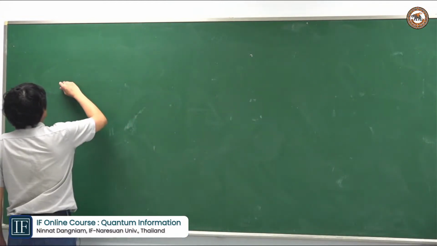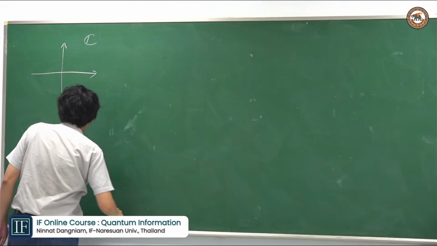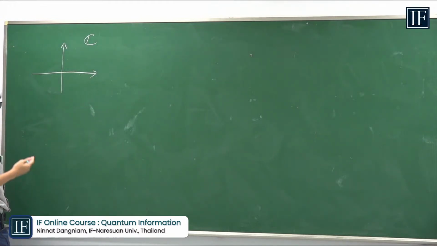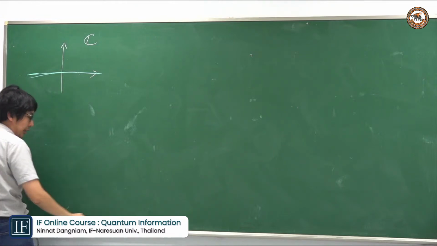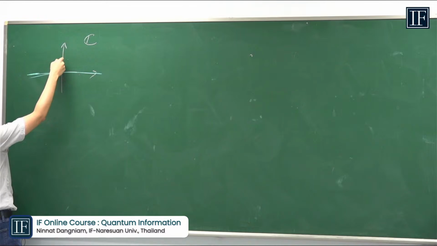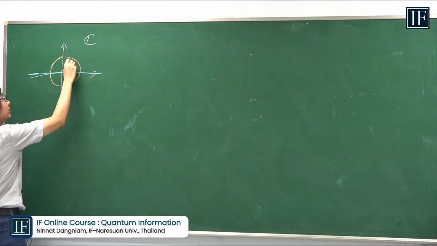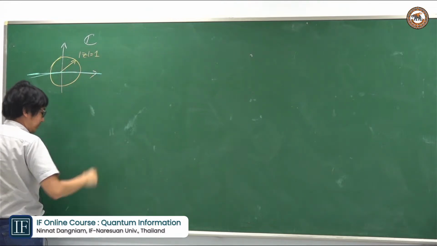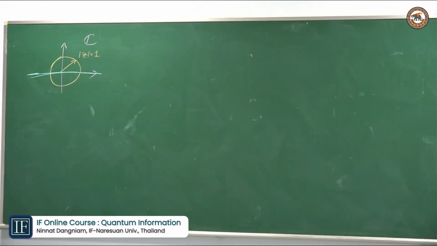A good visualization is if I have a complex plane. The eigenvalues, or the so-called spectrum, mathematicians usually use the word spectrum for the set of eigenvalues. For Hermitian operators, it can be anything on the real line. But for a unitary operator, it is any complex number that has modulus 1. So it can be plus 1, minus 1, but it also can have arbitrary phase.